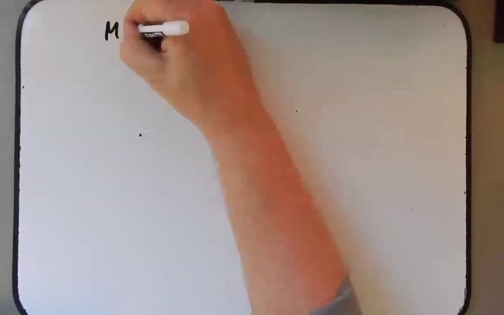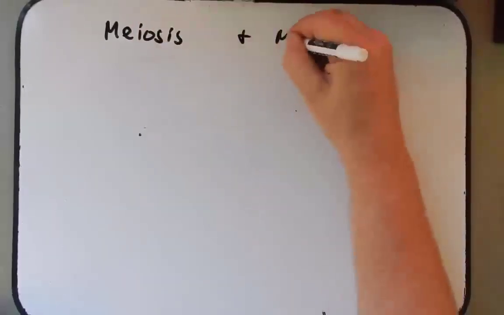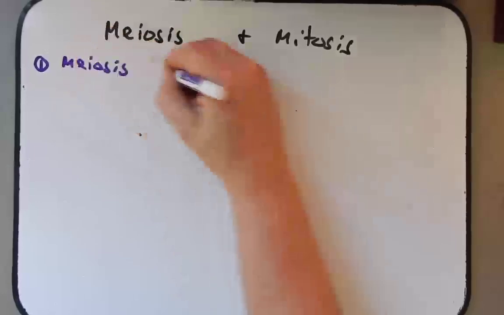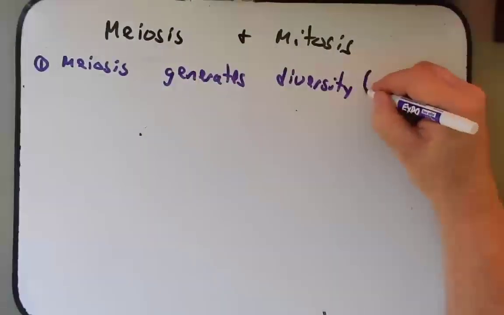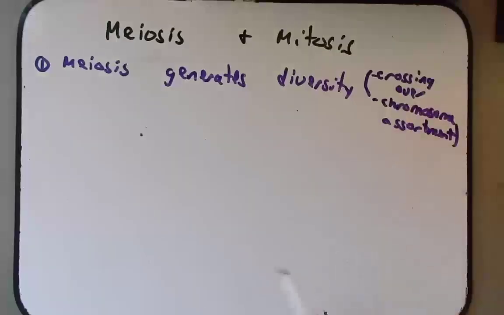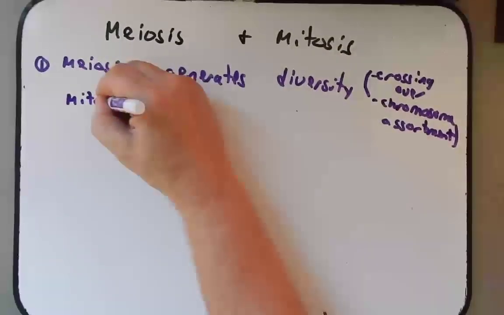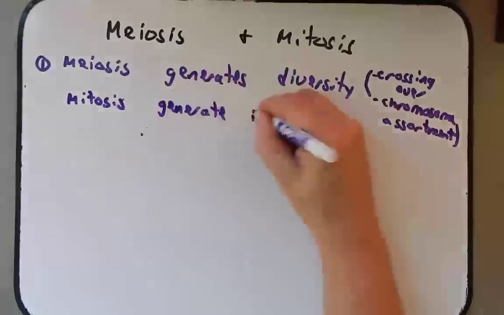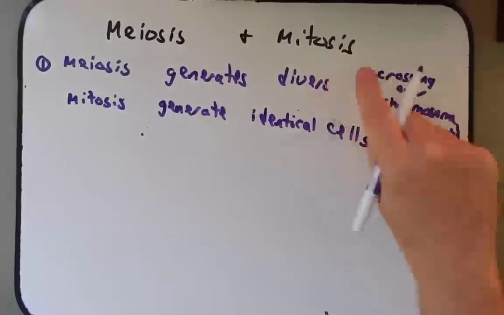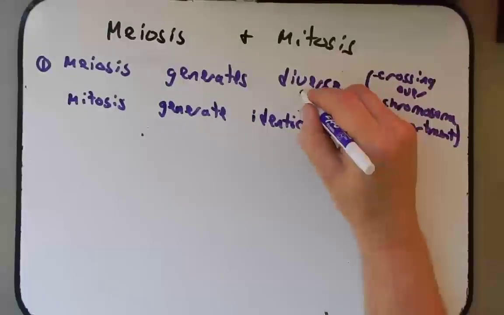All right, what I'd like to do now before we close is a quick comparison of mitosis and meiosis. I just want to make a few comments here. You should know that meiosis generates diversity through independent assortment and crossing over, which all occur during meiosis 1. Whereas the goal of mitosis is to generate identical cells. Maybe I should write up here, instead of diversity, diverse cells.